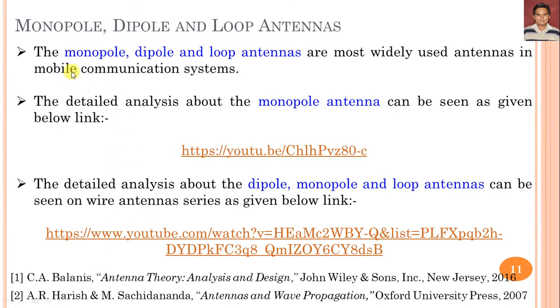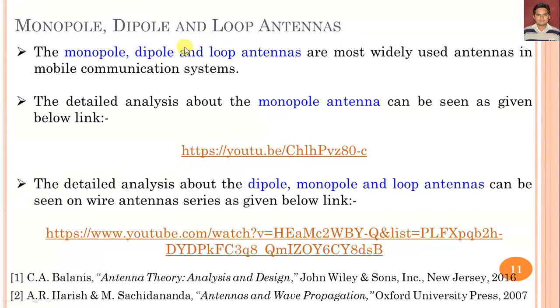2. Monopole, dipole and loop antenna. As we have discussed in the series of wire antennas, the monopole, dipole and loop antennas are the most widely used antennas in mobile communication systems. The detailed analysis of the monopole antenna can be seen at the link given below, which is the YouTube video link of my channel based on the monopole antenna.